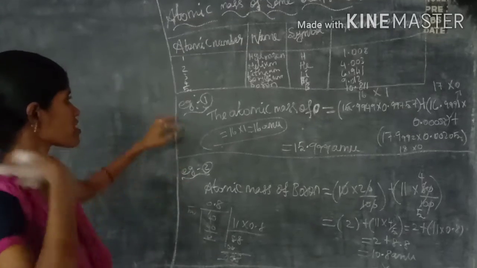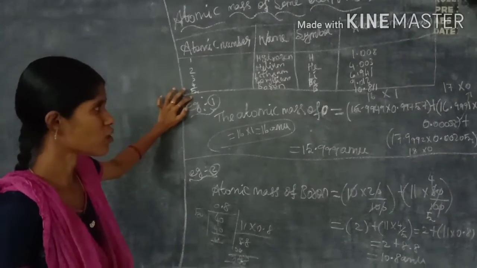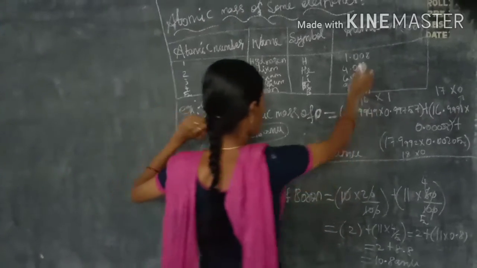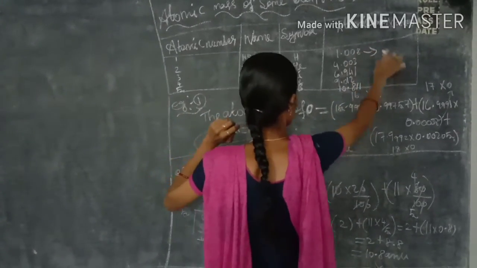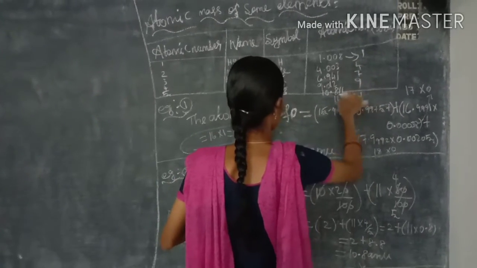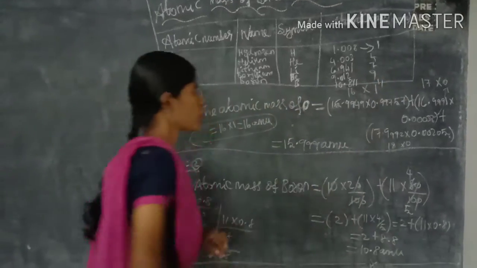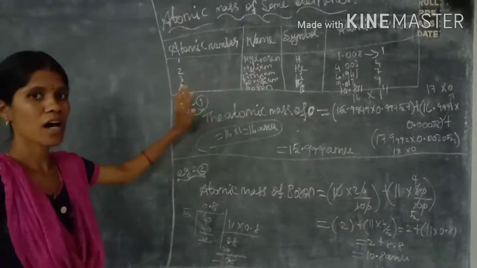Then for boron, the symbol is B, atomic number is 5, the value is 10.8811. Okay, so we have to round off the value for our convenience: this is 4 and this is 7, then this is 9 because it is 9.0. Then this is 10.8, which means it's 11. Okay, this is the atomic mass or mass number.